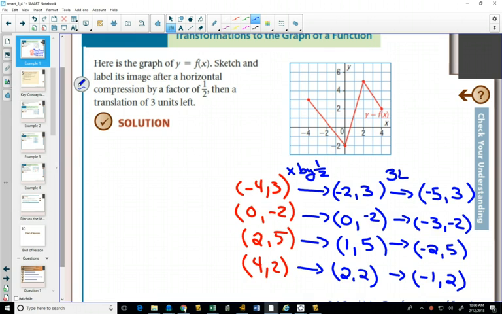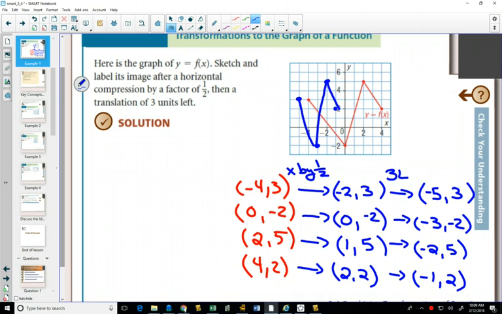So I'm going to label our points. -5, 3, -3, -2, -2, 5, and -1, 2. Connect those. And now that they're connected, I'm going to say, does it look like it's first been squished towards the y-axis and then moved 3 to the left? My shape seems to say that that looks reasonable.